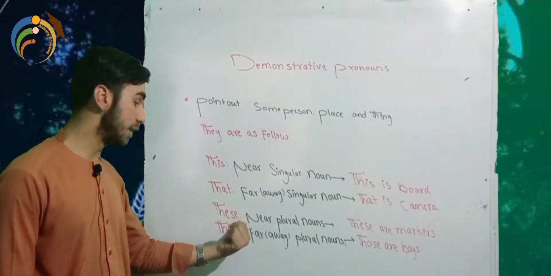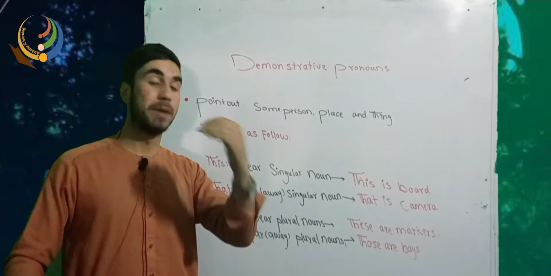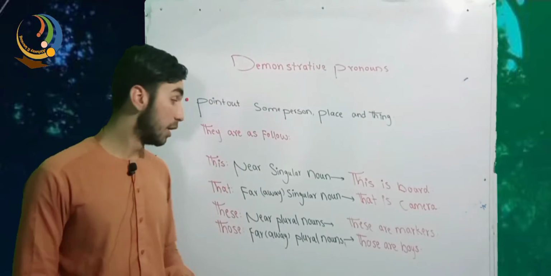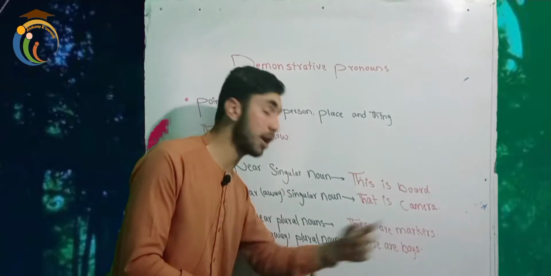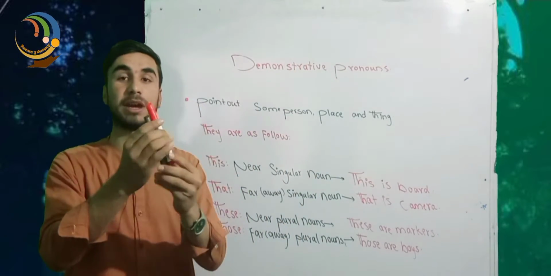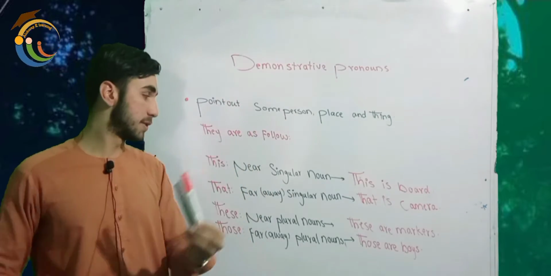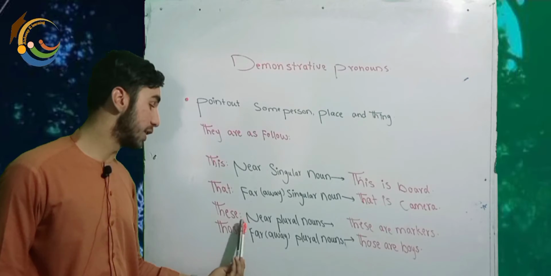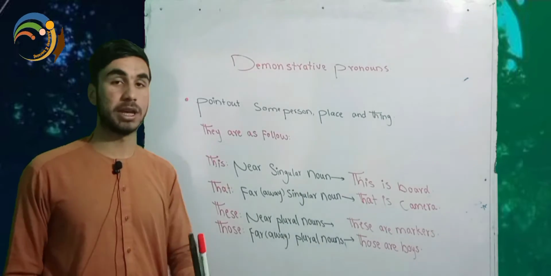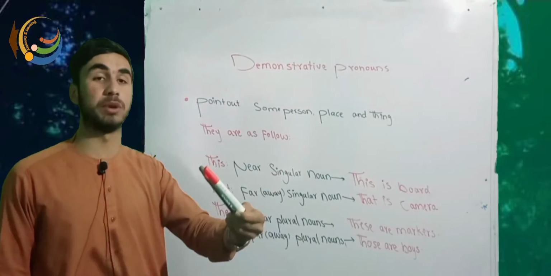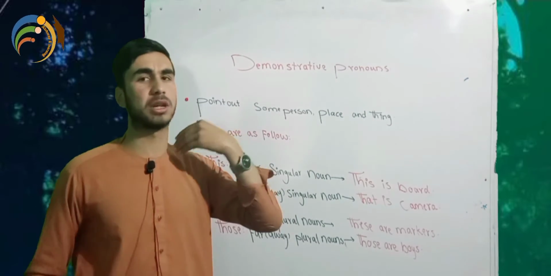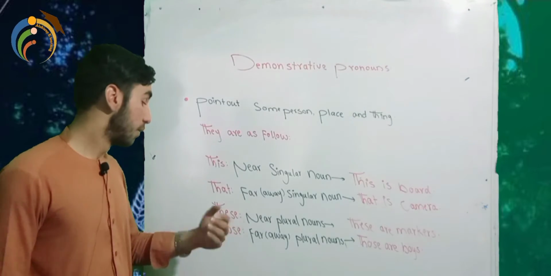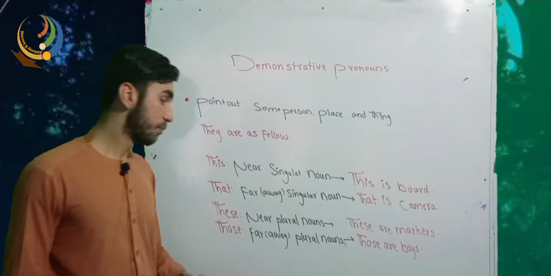The next, third one is these, used for near plural nouns. For example, these are markers. You see, I have two markers in my hand. These markers, they are two markers. When we say these, it is used for near plural nouns, meaning more than one.